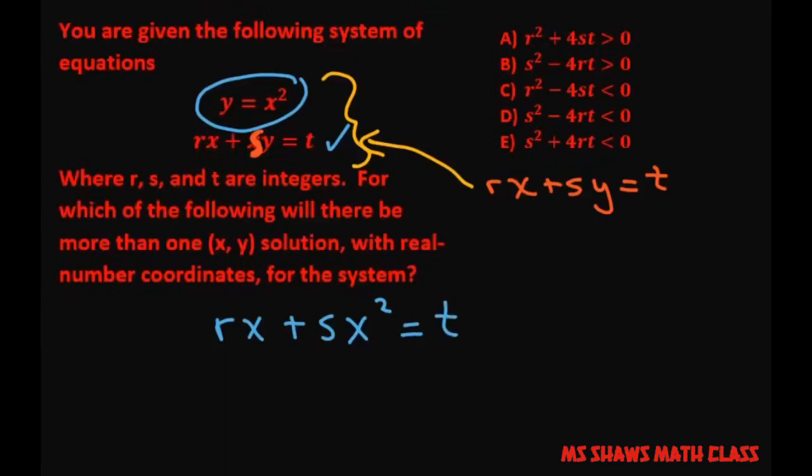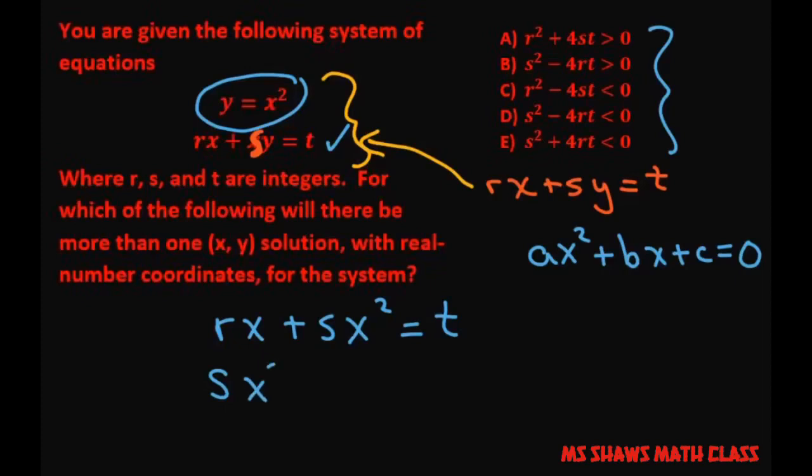Now I'm going to put it in the form of ax squared plus bx plus c equals 0, because these are the discriminants from the quadratic formula, which help us determine how many solutions we have. So when I put it in this form, I'm going to rearrange this and have sx squared plus rx, subtract the t, and get 0.